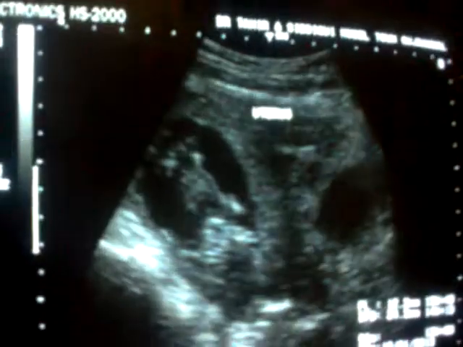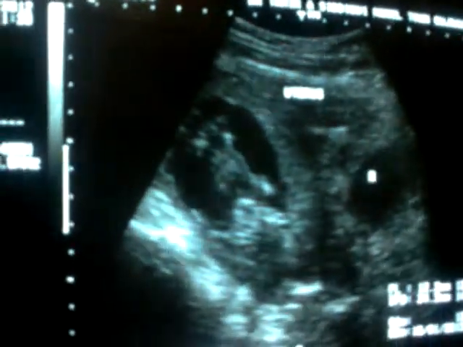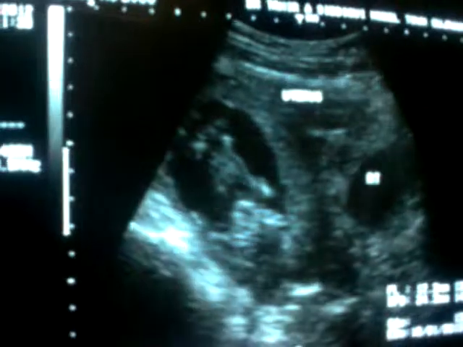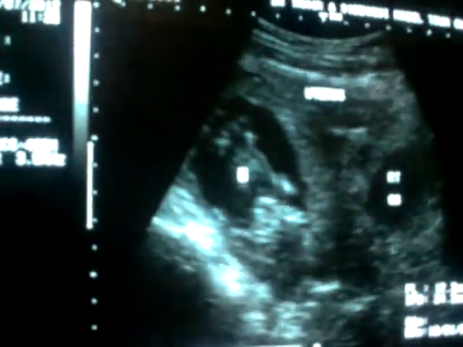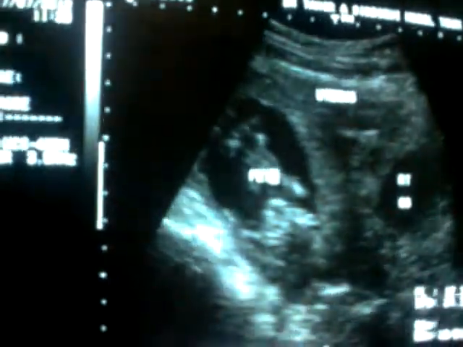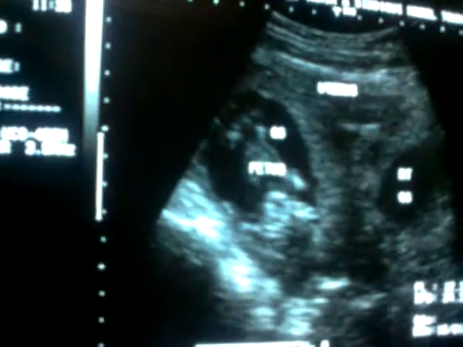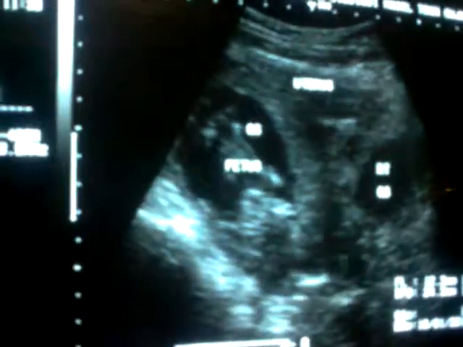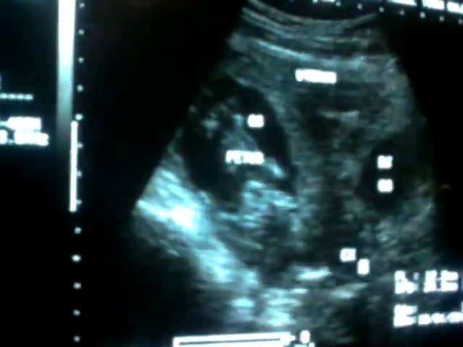So this is a 13 weeks 6 days pregnancy. This is a resolving twin in the gestational sac, and this is the fetus in gestational sac number 2. So this is a 13 weeks pregnancy with a single cervix and single vagina.